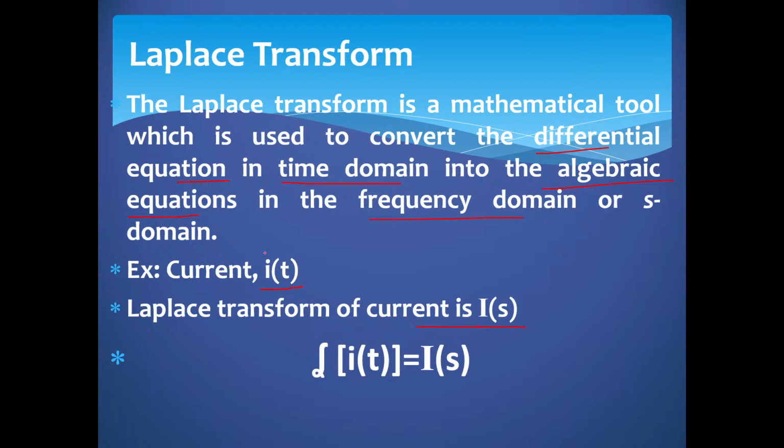So current I is a function of time here. If you are writing I of s, it means that current is a function of frequency. As frequency varies, current will vary. This means that as time varies, current will vary.